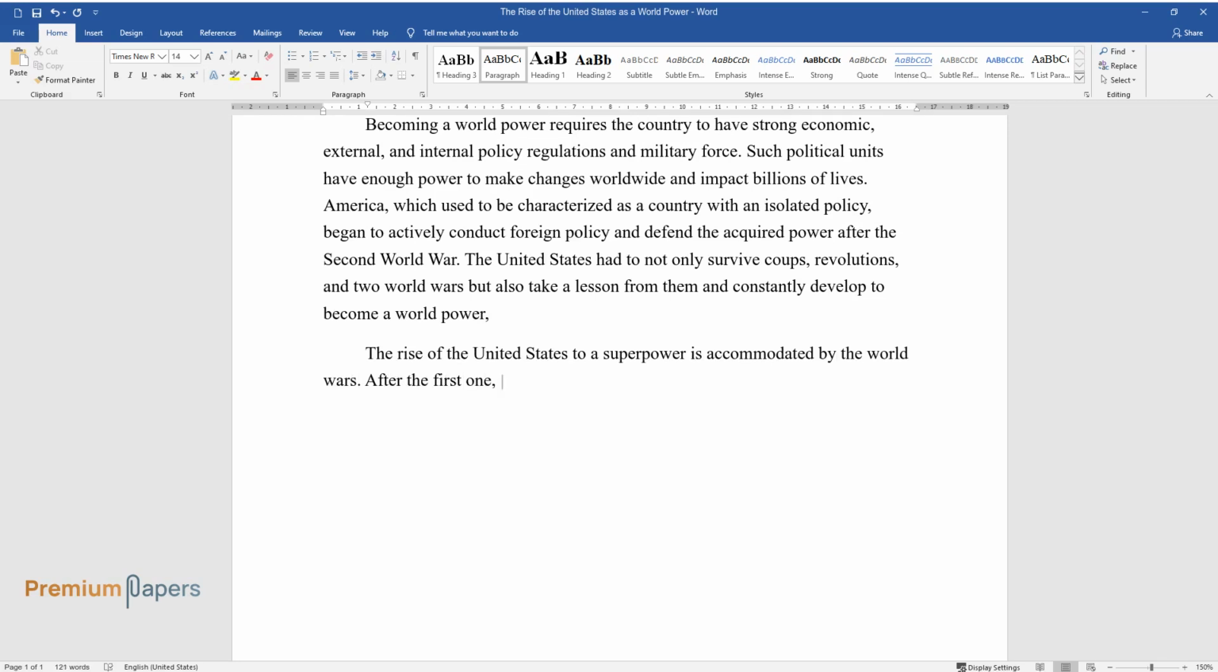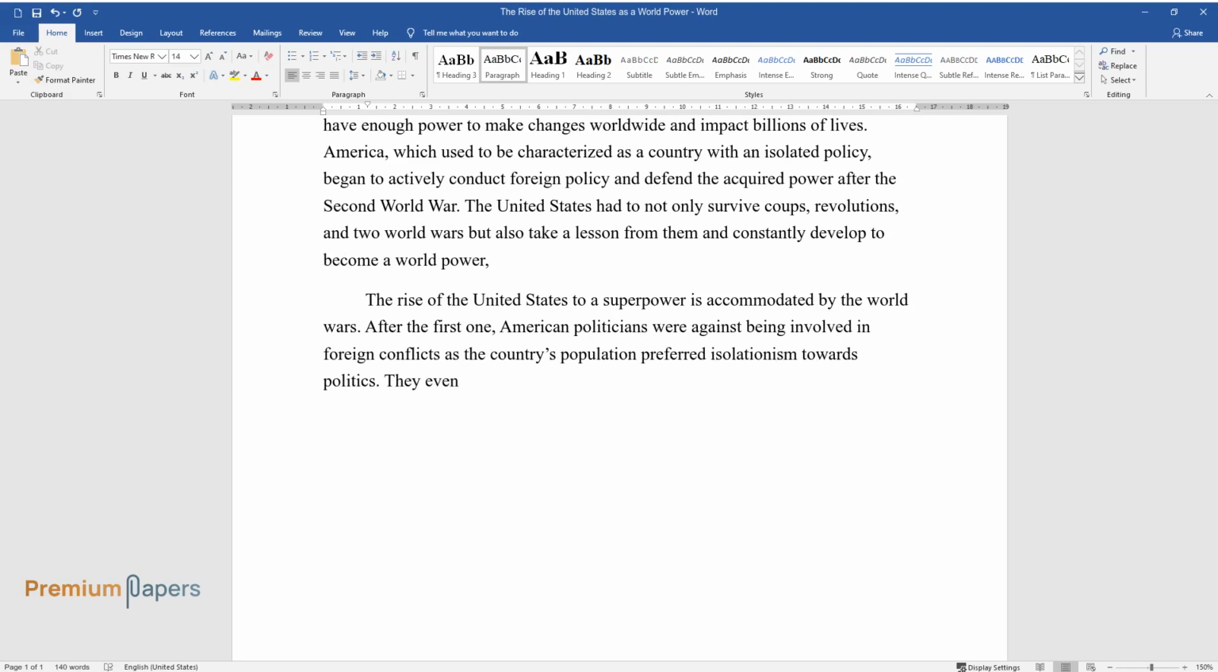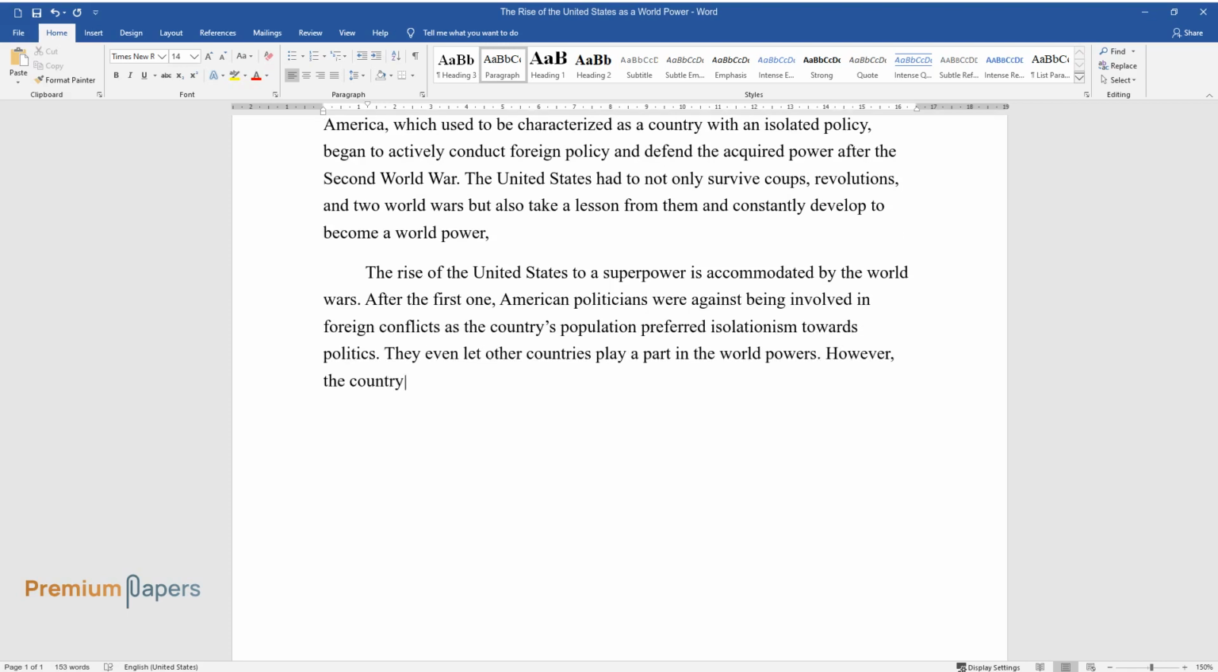After the first one, American politicians were against being involved in foreign conflicts as the country's population preferred isolationism towards politics. They even let other countries play a part in the world powers. However, the country started prioritizing its leading positions on a global scale after World War II.